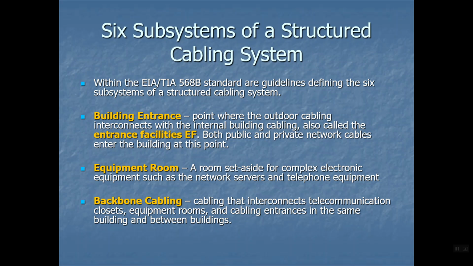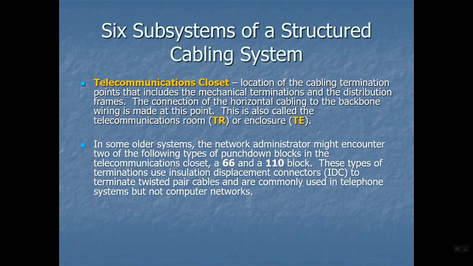You also have an equipment room, which is the room set aside for complex electronic equipment such as your network servers and telephone equipment. It has many names, and some places might call it the server room, equipment room, and so on. Then you have the backbone cabling that interconnects your buildings and floors. And then you have your wiring closets or telecommunication closets, and the backbone connects all these closets. So it's going to be predetermined based on the workings of your organization.